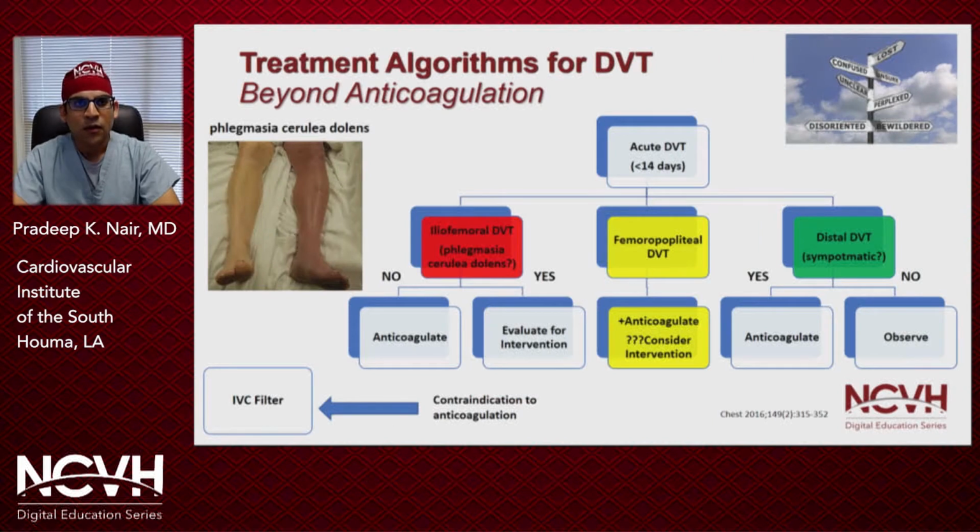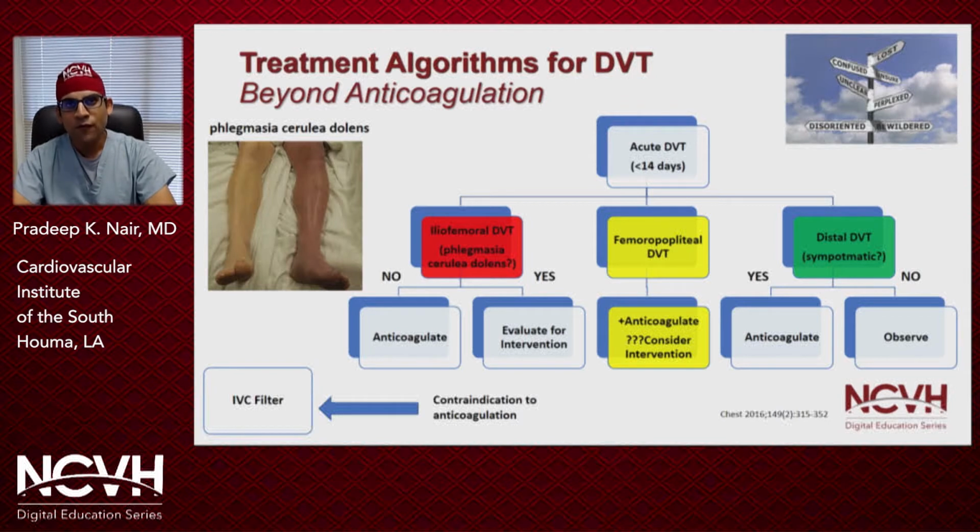For DVT, what we call an acute DVT is something that's been present for less than 14 days. And we can split that down into the iliofemoral, femoral-popliteal, or distal DVT segments. If it's distal DVT and the patient has no symptoms, we can simply observe them. However, if they have significant symptomology, in this case, you would anticoagulate them.